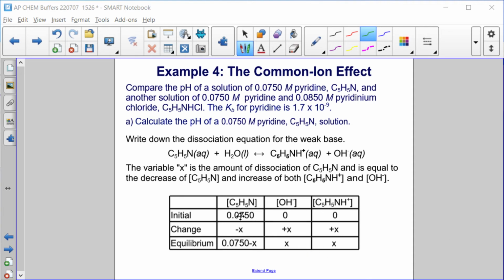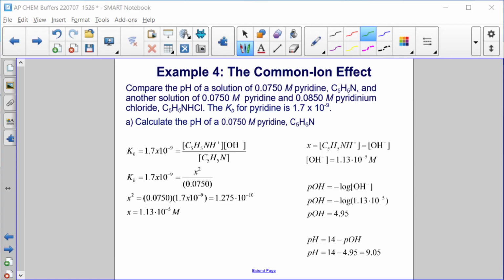We initially start with 0.0750 molar pyridine and no products. The variable X is the amount of dissociation of the pyridine, so we're going to decrease by X. It's equal to the increase of both products so that our equilibrium concentrations are given as you see here. Just keep in mind, X is very small relative to the initial concentration, and so it's small enough that when we do our calculation in the next slide, we'll ignore that minus X.